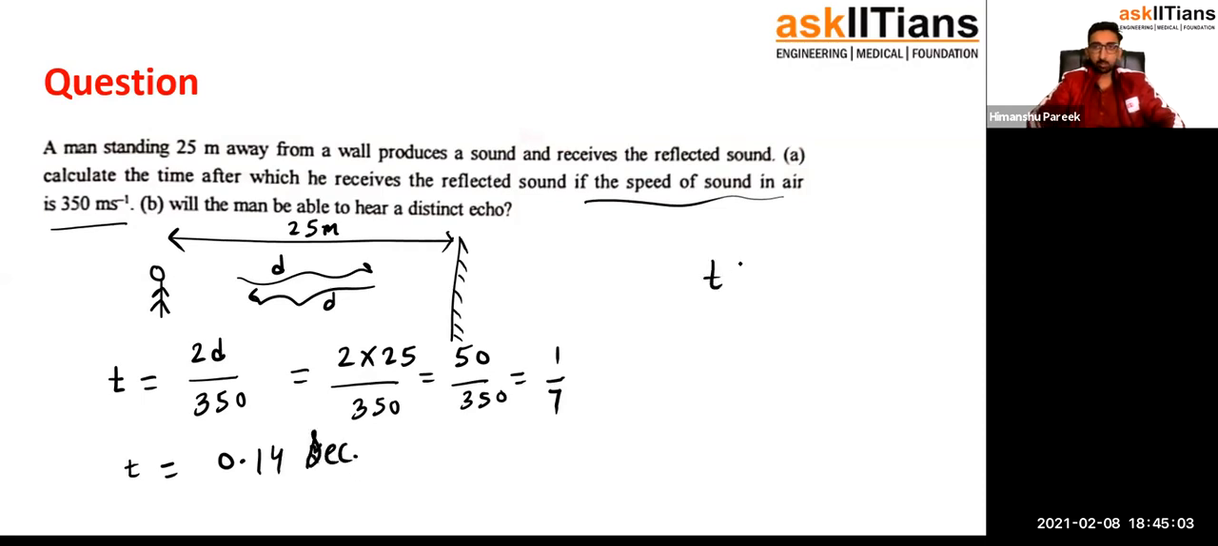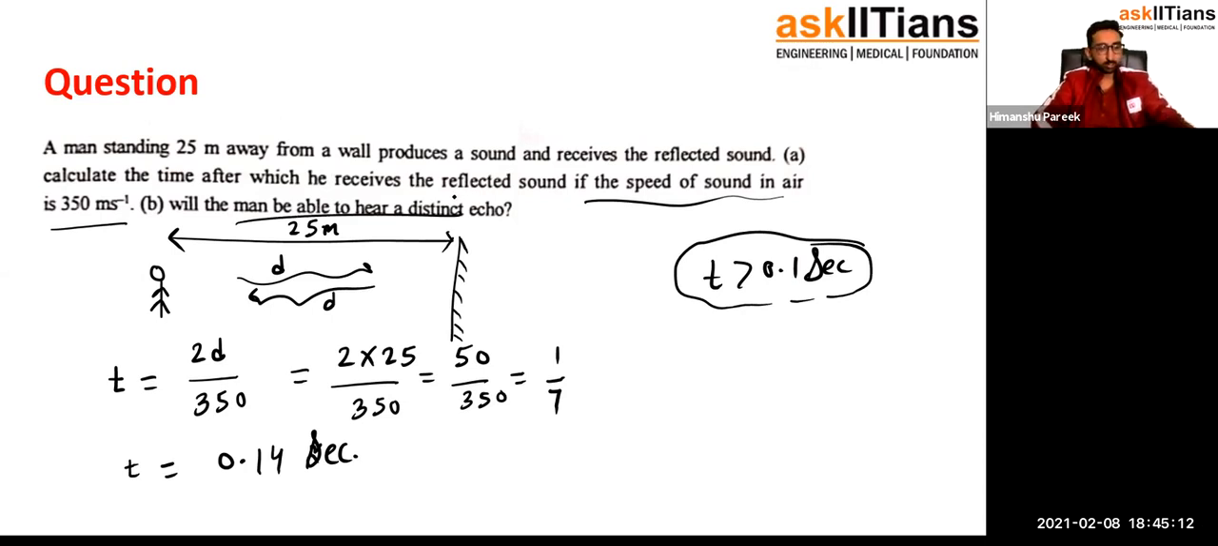So here the time is more than 0.1 second. So I will be able to hear the echo, right? So yes, this echo will be here. Yes, that will be a distinct echo. He will be able to hear it. So that's the idea about the echo, and this is how the reflection of sound wave occurs actually.